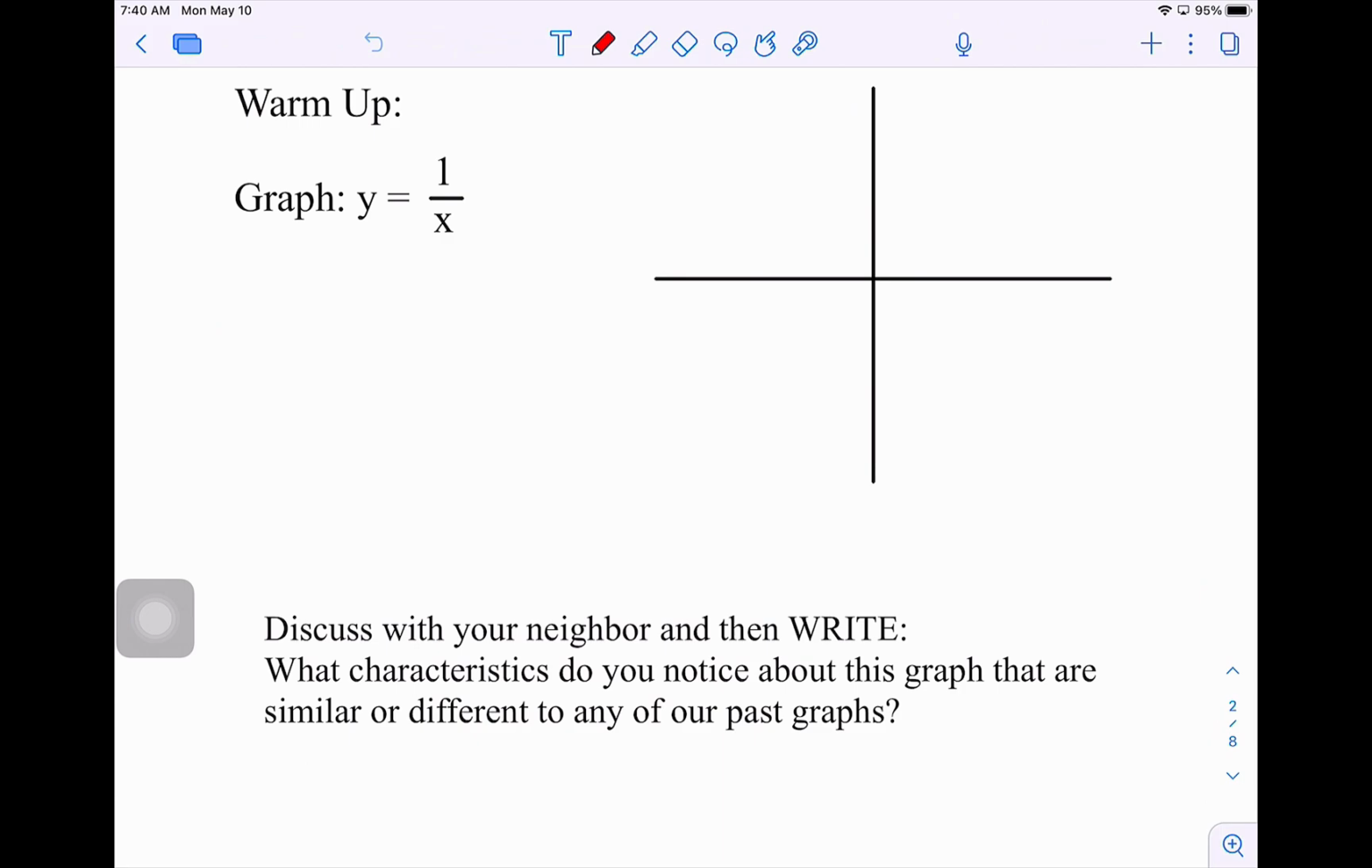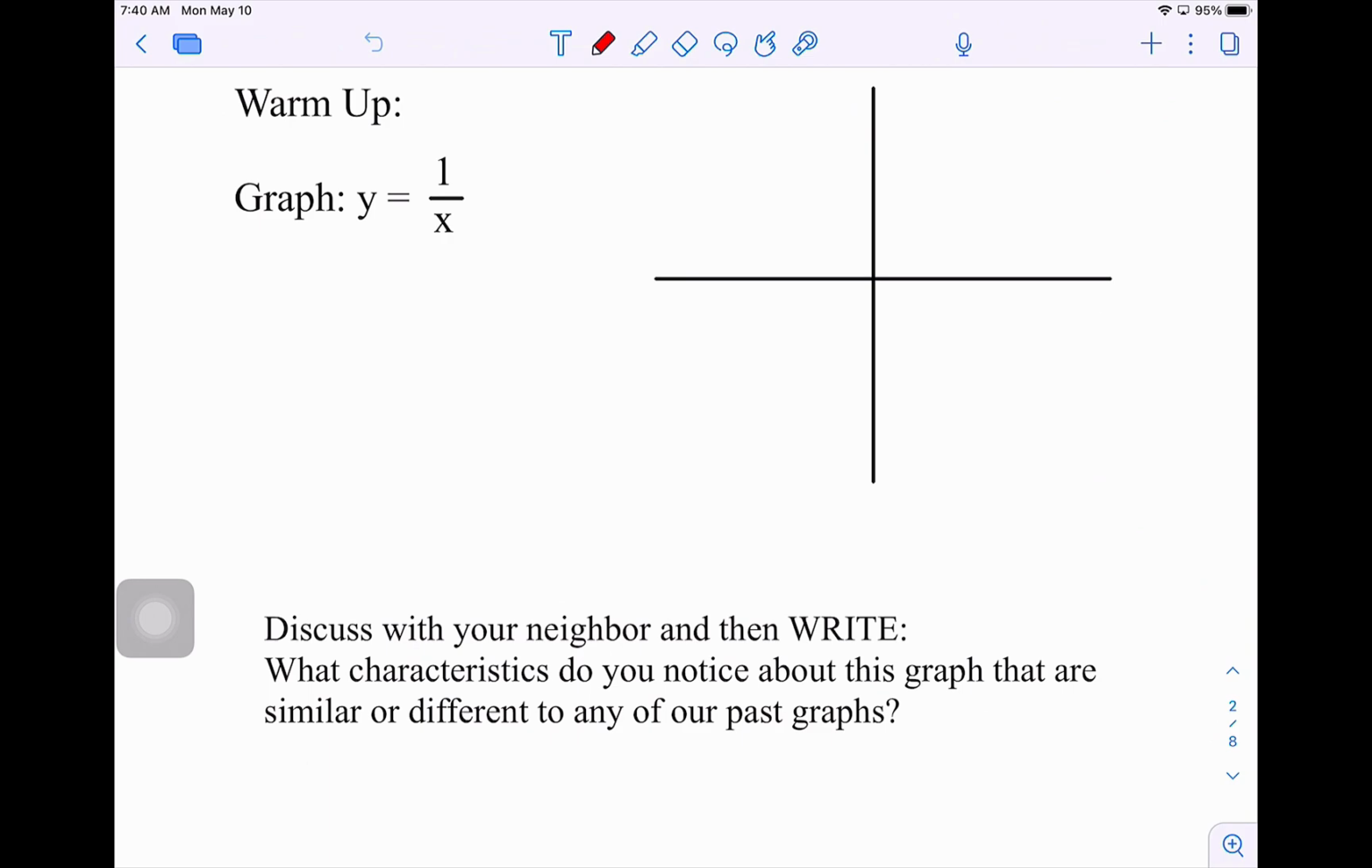All right, let's take a look. Let's see what we came up with on the y equals 1 over x. This is the starting point for this entire chapter. We talked before about parent functions. Y equals x squared is the parent function of all quadratic functions, and then everything else works off of that. Y equals x is the parent function of all the linear functions. This is the parent function of all rational functions. This is where everything starts.